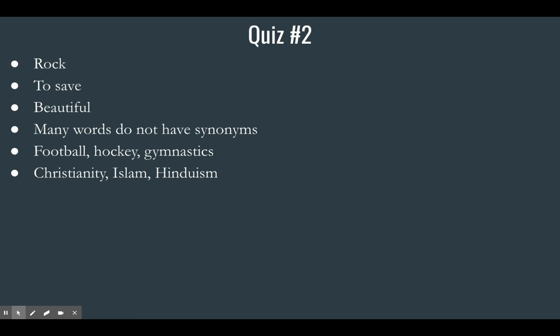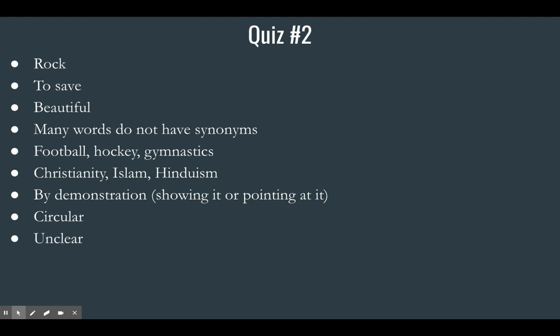Number 8 through 10, primary error given by the given definition. Number 8, yacht, a vehicle used for yacht racing, that is circular. Number 9, to shave, to truncate the prosopic stubble, that is unclear, that is obscure. None of us know what that means. Number 10, sock, garments for the feet other than shoes, that's negative. You just told me what socks aren't. You said they're not shoes, but you didn't tell me what socks are. So that would be negative when it could be positive.